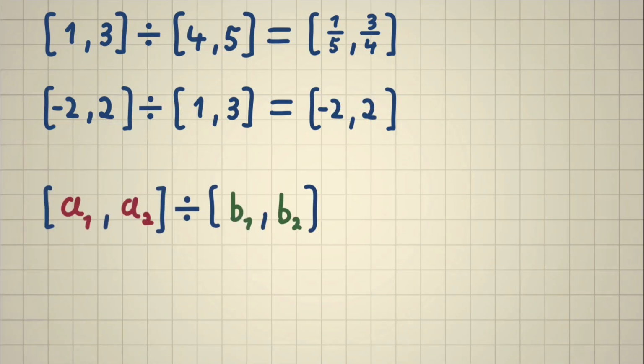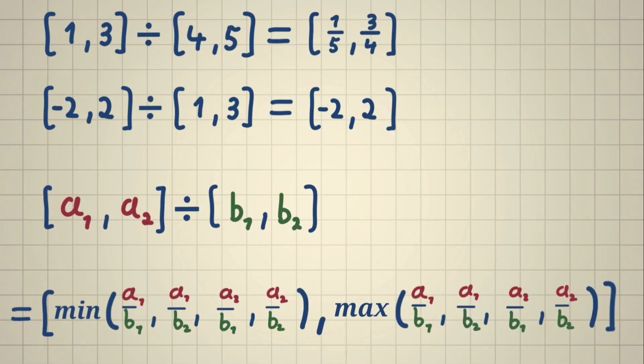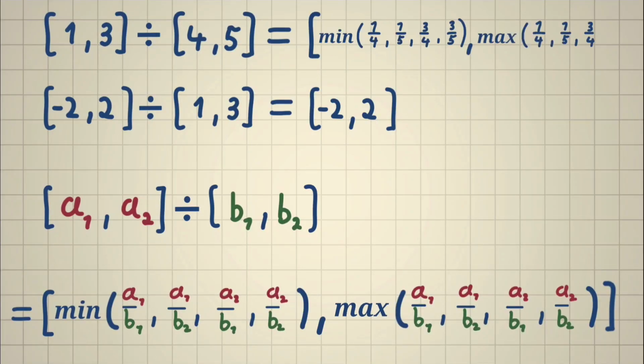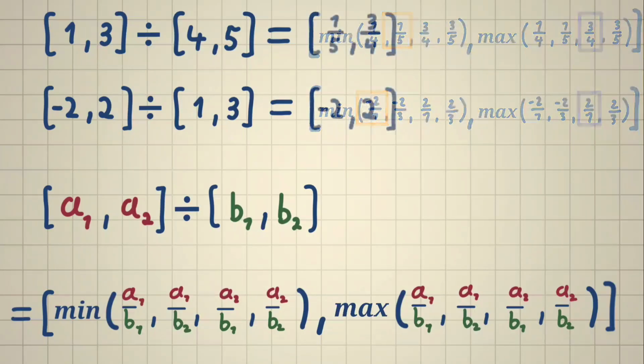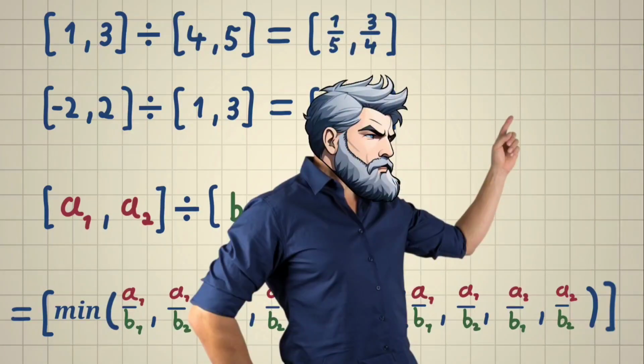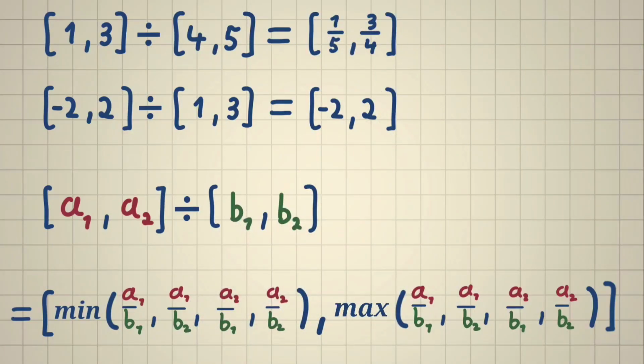Generally, we'll look for the minimum and maximum of the 4 quotients. In the first case, we're looking for the minimum and maximum of these quotients to obtain our result intervals, and in the second case, we are looking at these quotients. And as you certainly know, we don't want to divide by 0. That means 0 must not be included in the second interval.